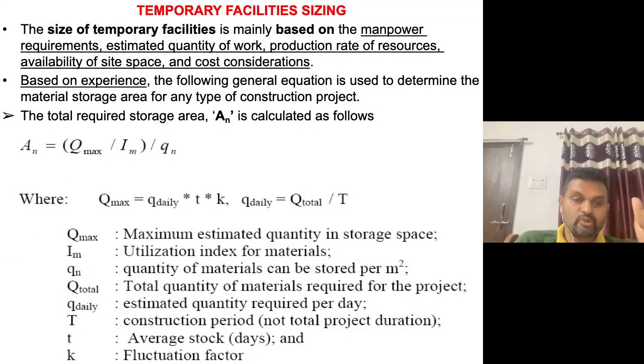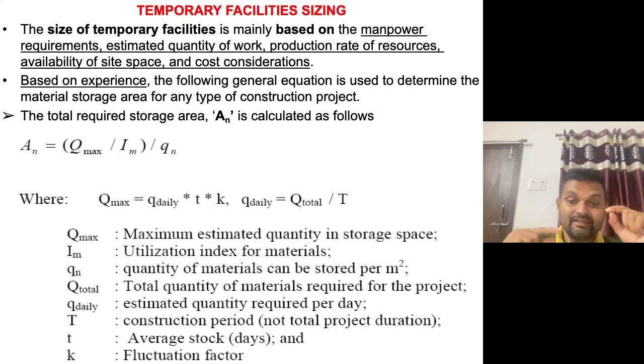So Q max is equal to Q daily, the daily quantity required, multiplied by T, average stock per day, multiplied by K, that is the wastage percentage. So I am able to calculate the Q max. But the thing is, T and K you are going to get from the table. But from where are you going to get the Q daily? Okay, so what is the Q daily? Q daily is the estimated quantity required per day.